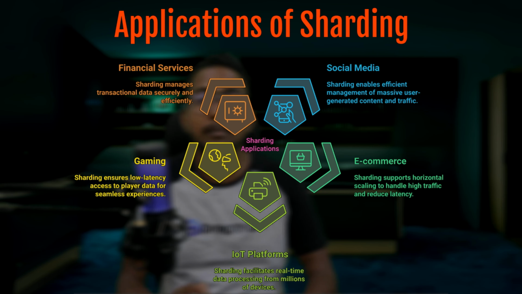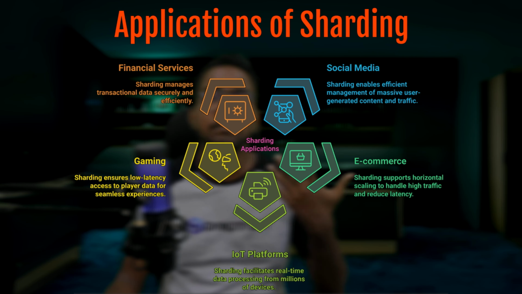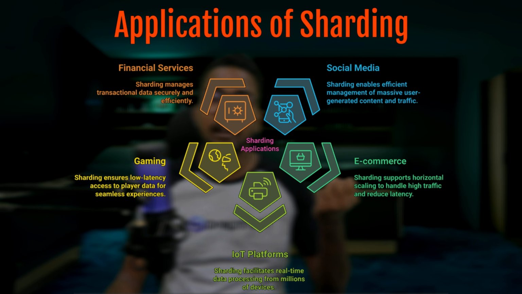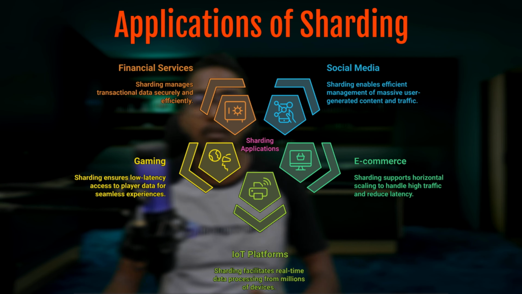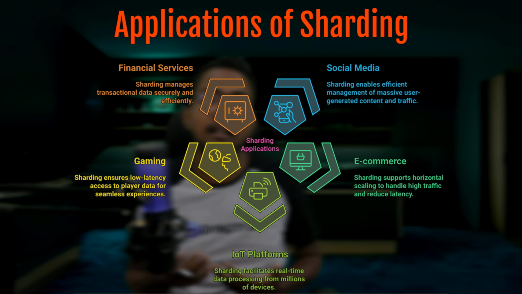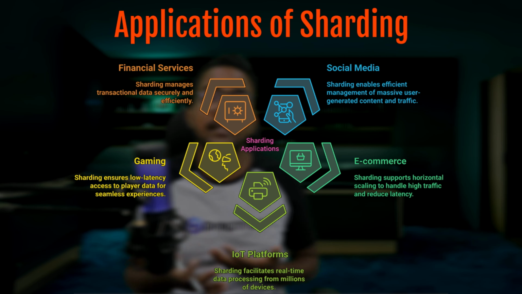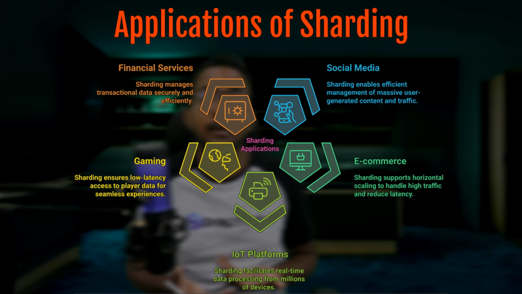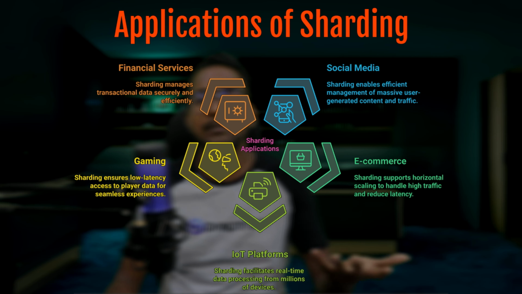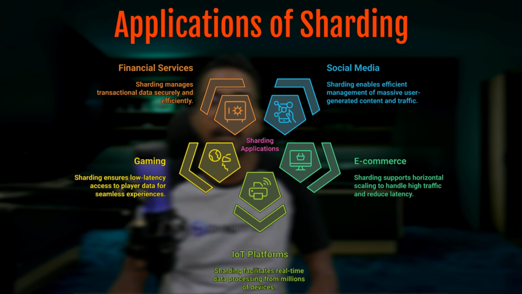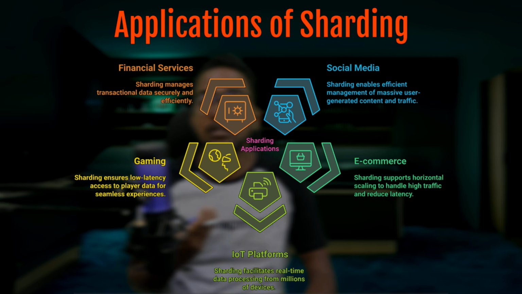We can also talk about IoT platforms. IoT platforms process real-time telemetry data from millions of devices such as smart sensors, vehicles, and appliances. Sharding helps these platforms handle high ingestion rates and ensures that analytics queries run efficiently. For instance, the data might be sharded by device IDs or geographic location, which enables quick retrieval of relevant information. Let's talk about gaming applications.